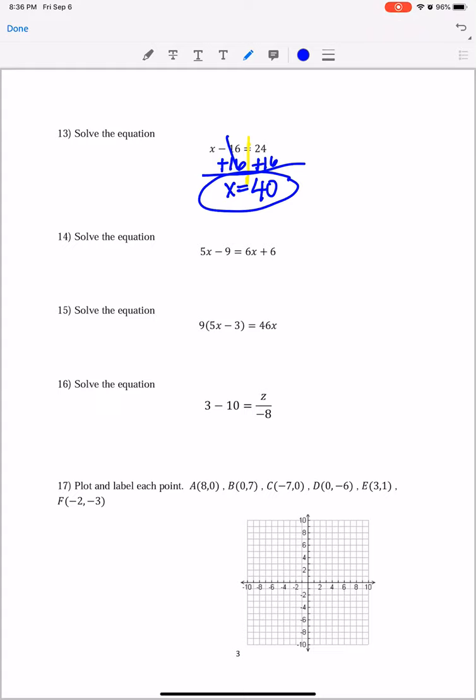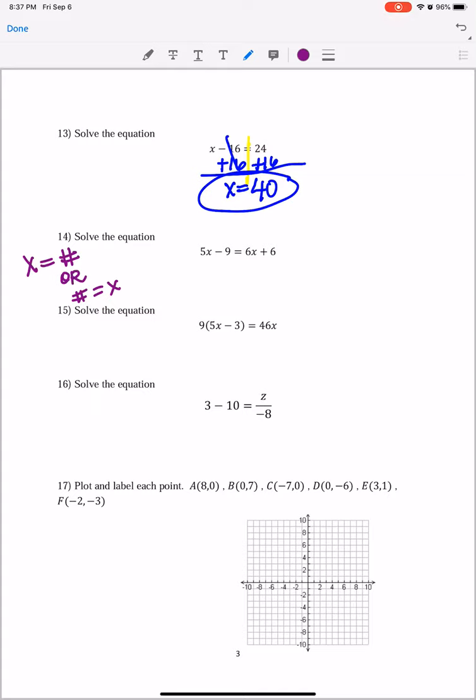14 is the same concept, but we got a couple different steps to do on this one. The goal here is to get x on one side of your equal sign and then the number on the other side of the equal sign. So you can either put the x on the left, number on the right, or you can do your number on the left and then your variable on the right. Okay, it does not matter.